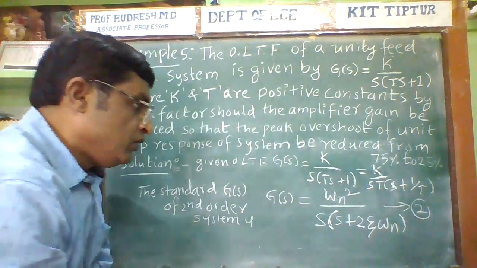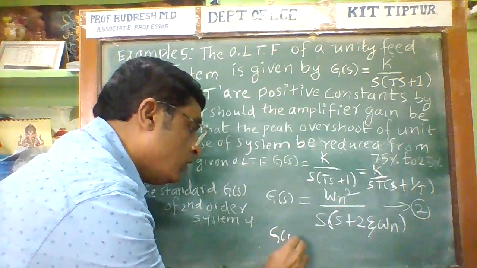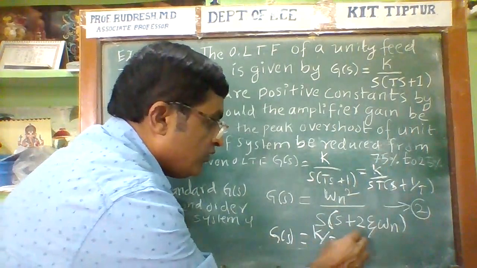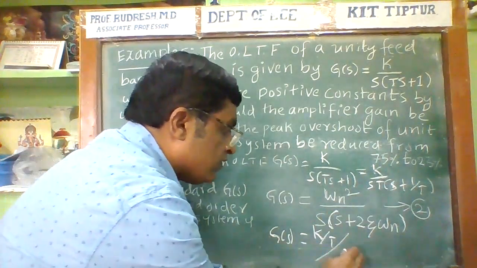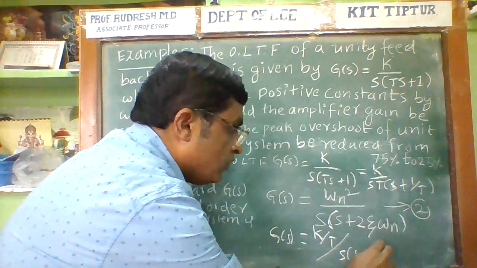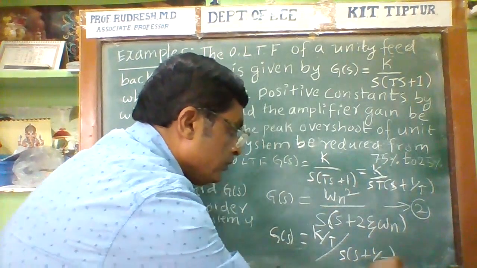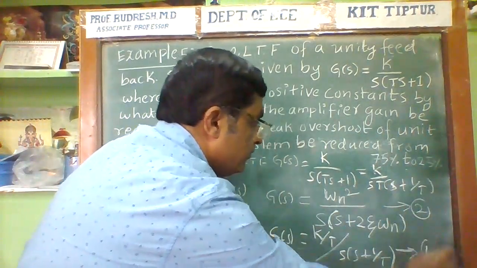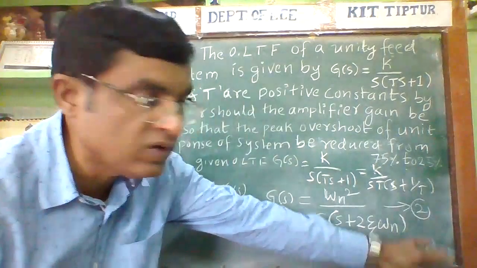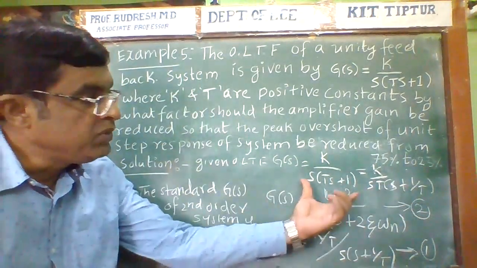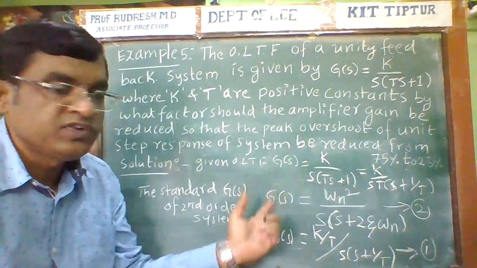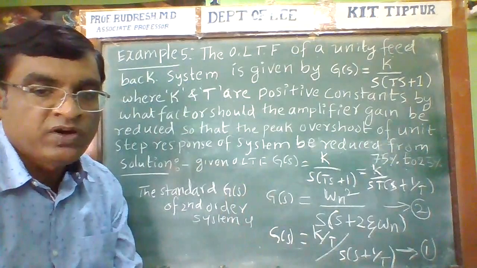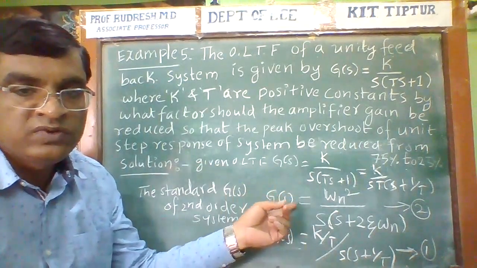Now this G(s) can be written as (K/T) divided by s into (s + 1/T). If I call this equation 1, and this equation 2, we need to bring it into the standard form of the second order system. This is similar to this.